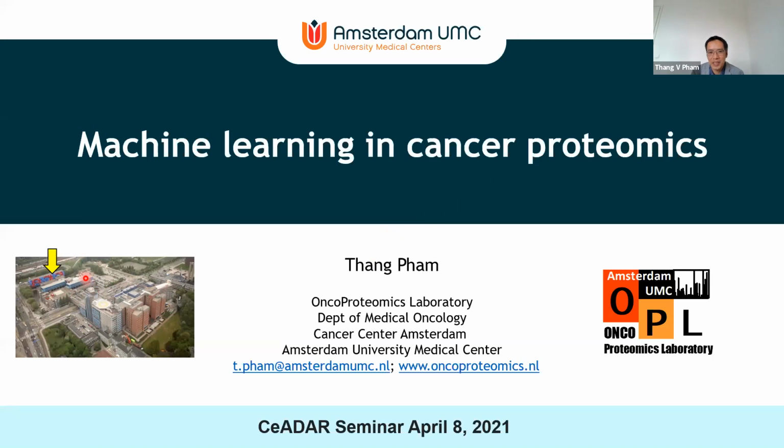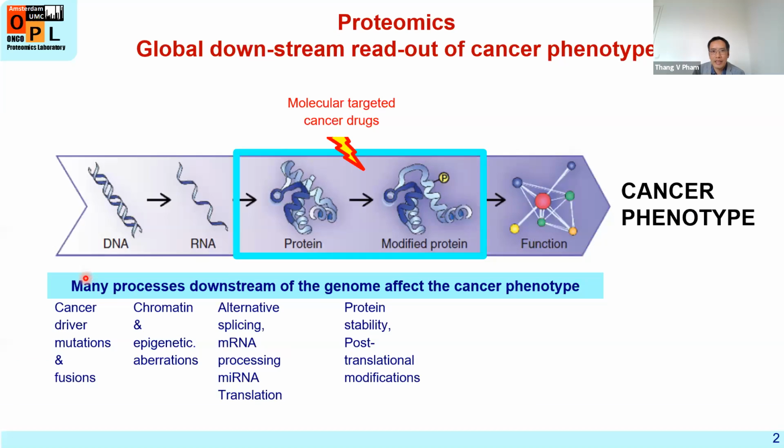So my name is Thang Pham, and I'm a computer scientist in the lab. And today I'll talk about machine learning in cancer proteomics. If you are a bit outside the field, I think you will be hearing a lot about genomics. And in that sense, proteomics can be seen as part of genomics studies in the last 10-20 years. But in the field, it's very different from genomics. We study proteins, and there are many processes downstream of the genome that affect the cancer proteomes. In particular, many molecular targeted cancer drugs are working in this protein space. So it's very relevant.